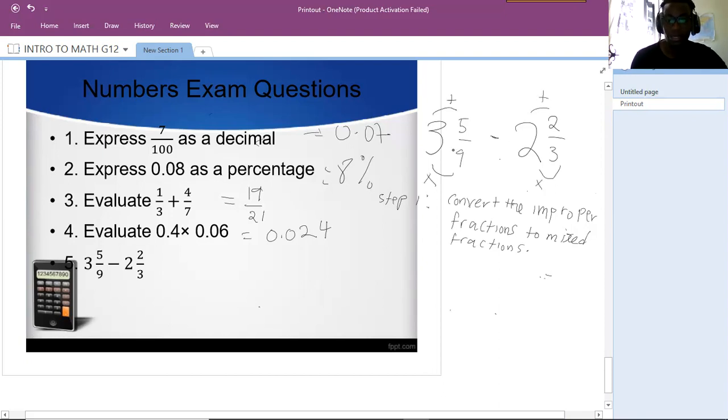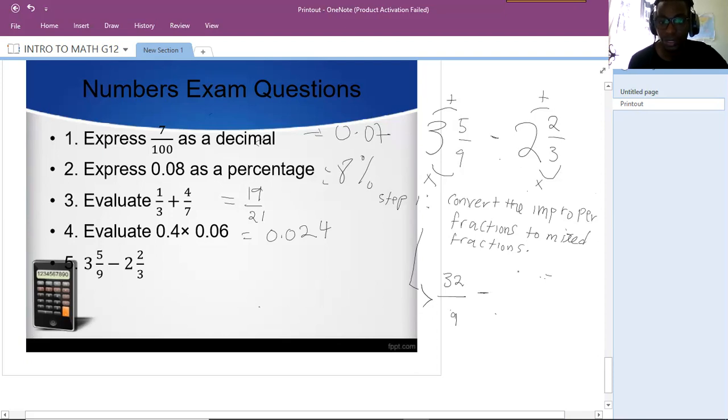So let's multiply this side. We're going to say 9 times 3. 9 times 3 would be 27. Then we're going to say 27 plus 5. 27 plus 5 will be 32. So this side we're going to have 32 over 9. So we have converted this mixed fraction into an improper fraction. Minus, this side we're going to say 3 times 2, it would be 6. 6 plus 2 is 8, so 8 over 3.